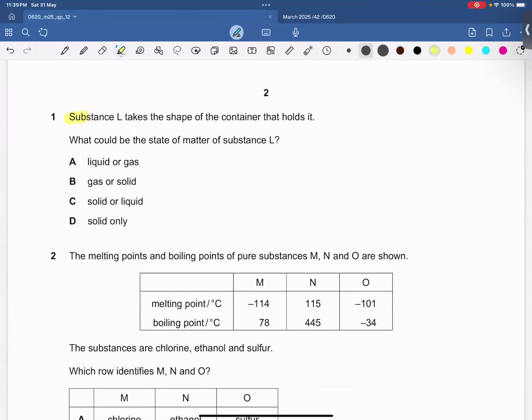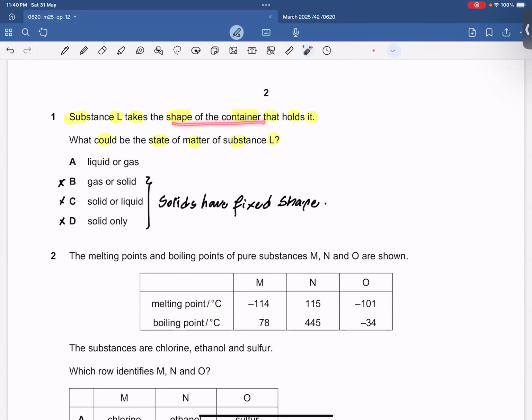Question number 1. Substance L takes the shape of the container that holds it. What could be the state of matter of substance L? By the way, option B is incorrect, option C is incorrect, and option D is incorrect because solids have fixed shape. It never takes the shape of its container.